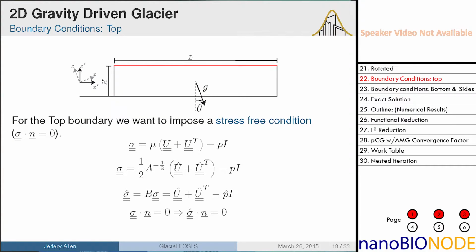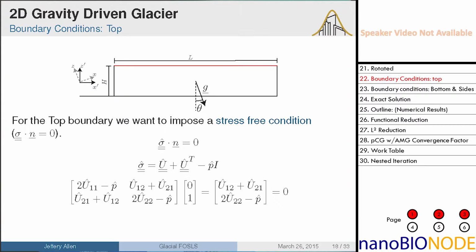So the boundary conditions. On the top, we want to impose a stress-free boundary condition, which is basically that sigma dot n equals 0. Sigma in this case is the viscosity times the symmetric gradient minus p. If we pull in that problematic part of viscosity, we get our u hats. If we then scale by b, we get this term, which I've denoted sigma hat. And notice that sigma dot n equals 0 implies that sigma hat dot n equals 0. So the stress-free boundary condition on the top can be expressed as these two conditions here.